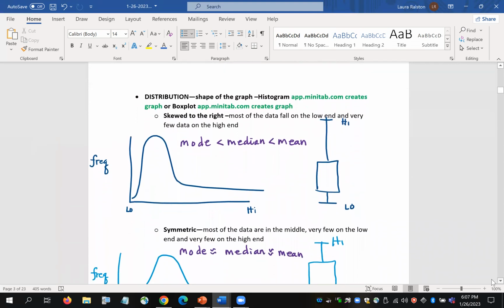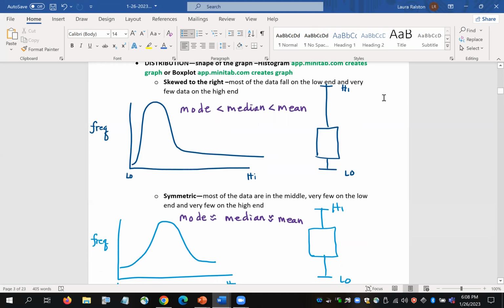The third characteristic really is the distribution and thinking about the shape of the graph. Where are all of the data values? Are they clumped on the low end? Are they clumped on the high end or in the middle? And we looked at 3 different distributions, and you can look at them whether you're looking at it on a histogram or looking at a box plot. And I've already drawn the box plot here. So skewed to the right, most of your data falls on the low end, and you have very few on the high end. So in terms of the box plot, the box is near the low end.